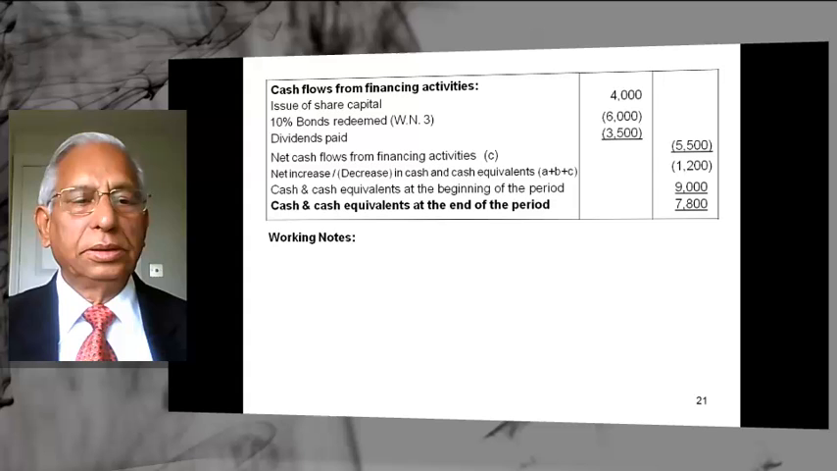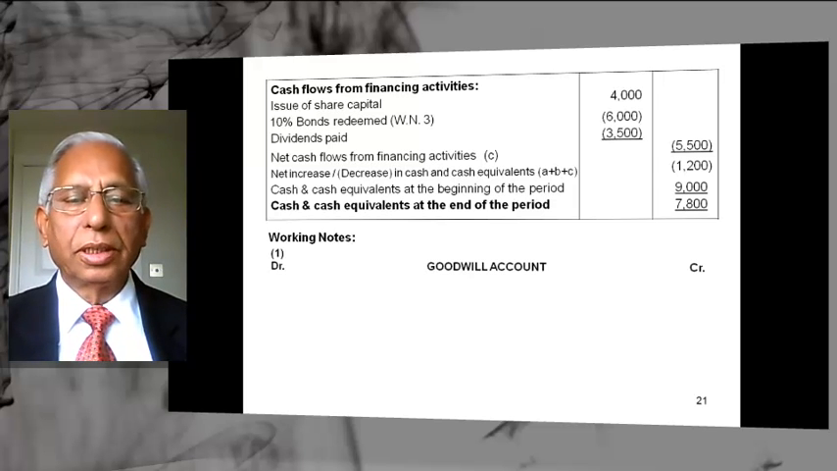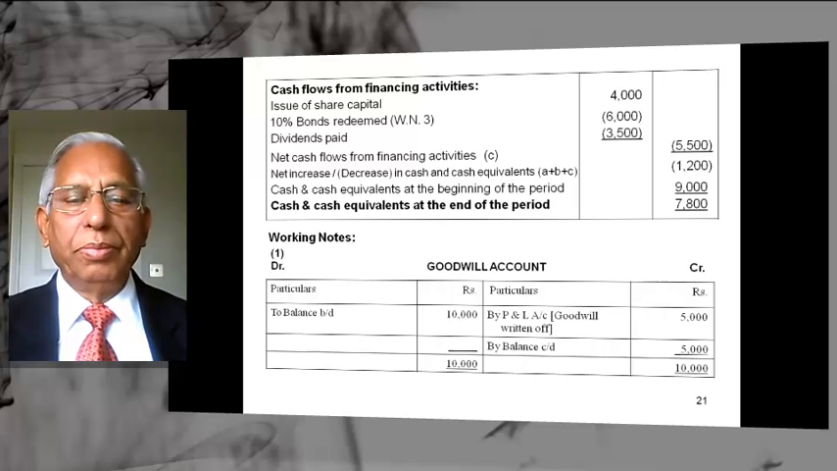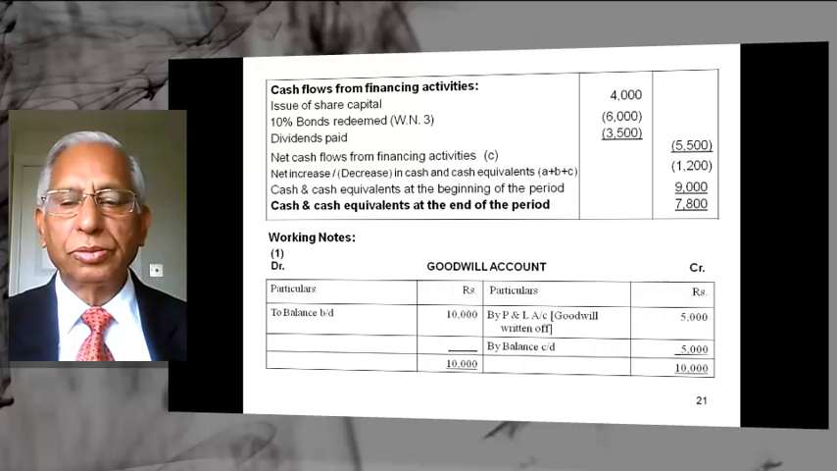Now see the working notes which we have used in the preparation of this cash flow statement. Number 1 was goodwill account. Balance in the beginning was 10,000 rupees. Goodwill written off by way of charge to profit and loss account, 5,000 rupees. Balance remained 5,000. So this 5,000 rupees we have added back because it is not a cash outflow item. It is only an adjustment item.